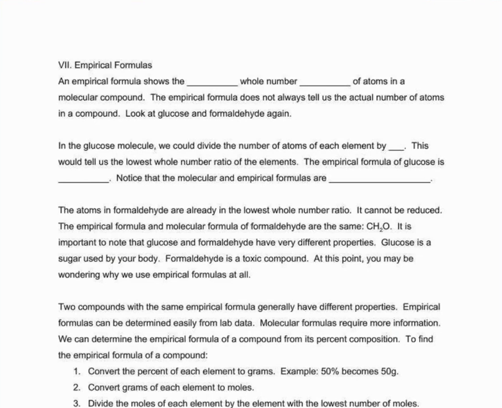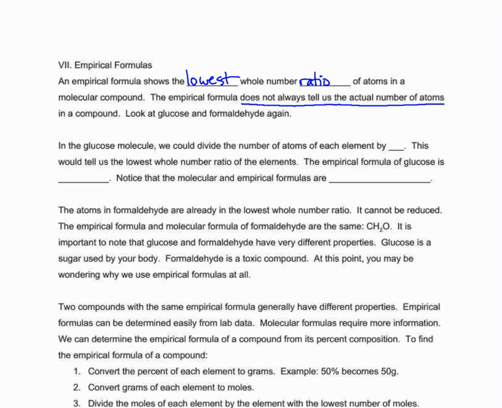But there's another type of chemical formula that we'll come across, and it is the empirical formula. The empirical formula shows us the lowest whole number ratio. Somewhat like an ionic compound, it was the lowest whole number ratio. Same thing with a molecule. The empirical formula shows us the lowest ratio, but it does not always tell us the actual number of atoms. So let's look back at glucose and formaldehyde.